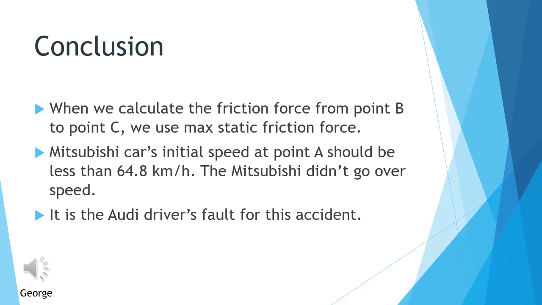Calculating the friction force from point B, just before the Mitsubishi leaves the intersection, to point C, the collision of the two cars, we must use the maximum static friction force as it represents the amount of force that needs to be applied in order to move the object. Moreover, the Mitsubishi's initial speed at point A should technically be less than 64.8 km per hour, meaning it did not go over the limit, and the incident is therefore the Audi driver's fault.